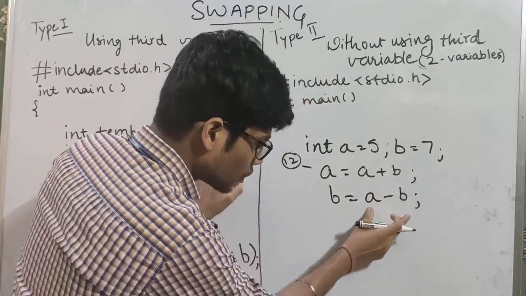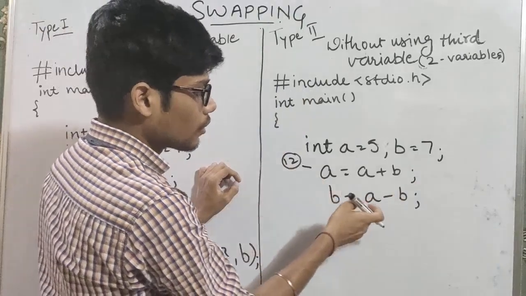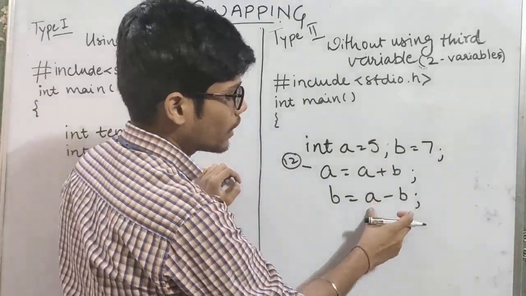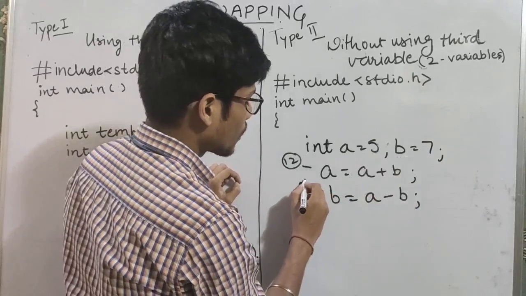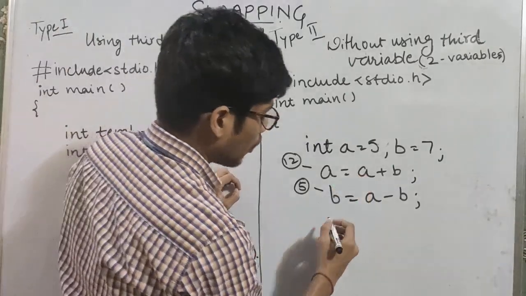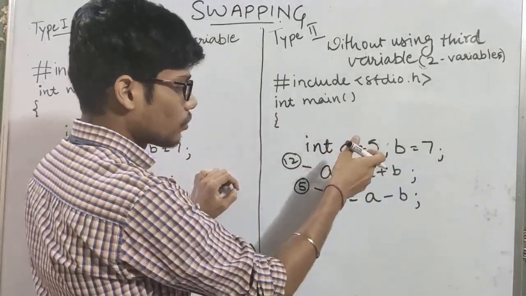Now we can do B is equal to A minus B. What it does is, A is now updated with the value 12. So 12 minus 7, B is holding the value of 7. So 12 minus 7 becomes 5. So B now is having the value of 5. Now B got the value of 5, but we need A as 7 now.